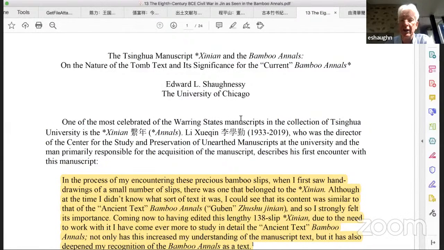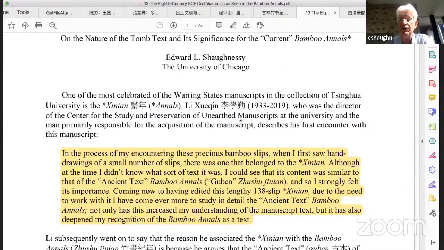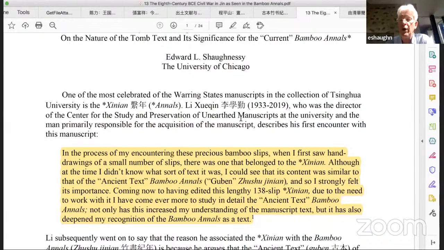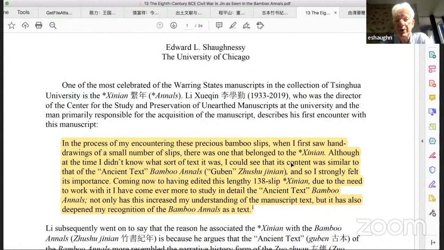But with all of that, let me get started and start with a quotation of Li Zhiqian, who says that when he went to Hong Kong to look at the Tsinghua manuscripts, he saw a few slips, and one of them belonged to the Xinian. And he said he didn't know what sort of a text it was, but he could see that it was very similar to what he calls the Guban Zhushu jinian. And so he strongly felt its importance. And then after having worked with it, he was the main editor of the Xinian.